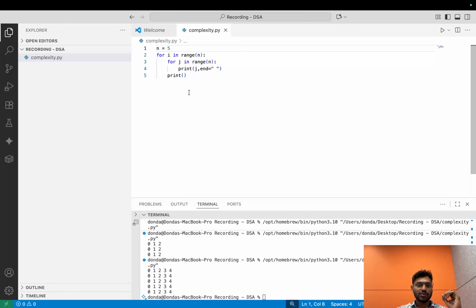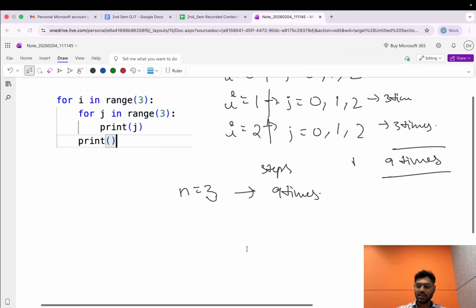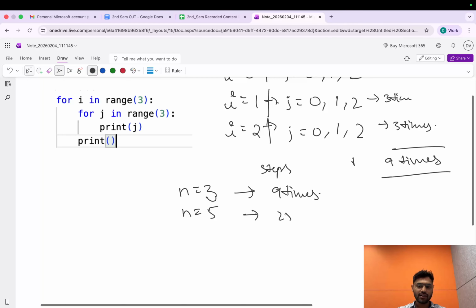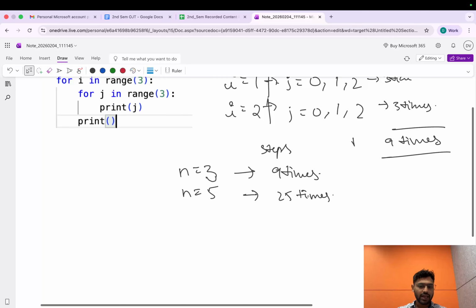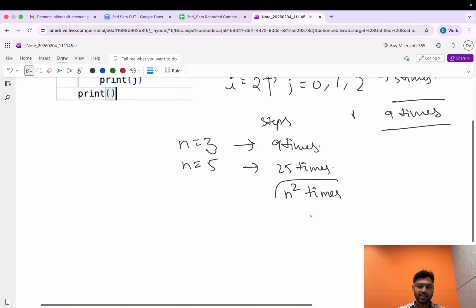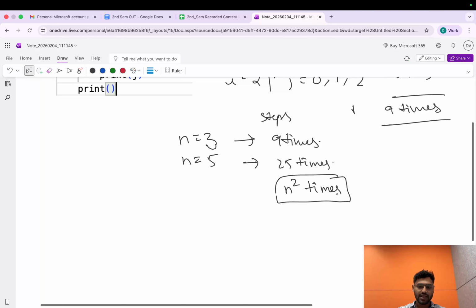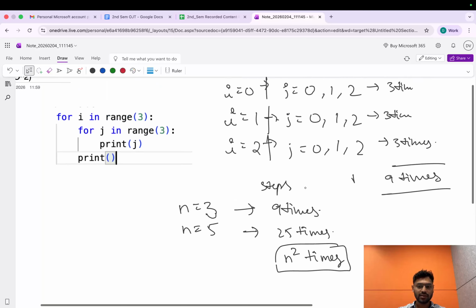For I value 0, inner loop will run 5 times. I value 1, inner loop will run 5, 2, 3, 4, right? So if n value is 5, it's going to run 25 times. So if you can form an equation, what it would be? It is n square times. Am I right? N square times. Cool. I hope you did understand this, right?